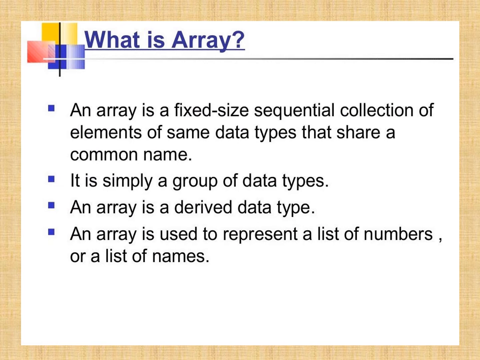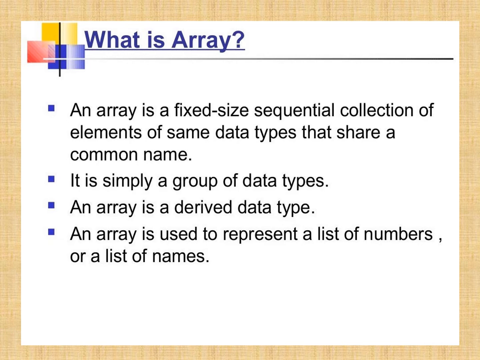Now, in C, what is an array? Let us look at what an array is in the C language. An array is a fixed size sequential collection of elements of the same data type that share a common name. It is a group of data items. An array is a derived data type. An array is used to represent a list of numbers or a list of names.